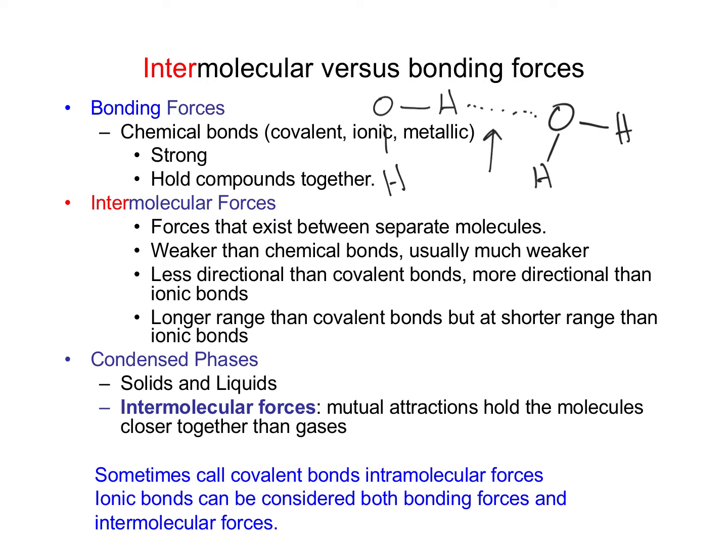Just a note on terminology, right? Intermolecular forces are between two different molecules, like interstate highways, like Interstate 75, that connects Georgia to Tennessee, and I think it goes down into Florida, connecting different states. Whereas intrastate highways are highways only within a given state. And so sometimes we call covalent bonds intramolecular forces as opposed to intermolecular forces. And then ionic bonds, because we don't actually have molecules, we can consider them to be both. They are bonding forces, they are chemical bonds, but they also act as intermolecular forces in terms of ionic compounds.